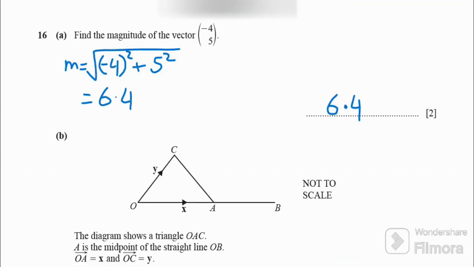Question 16 states find the magnitude of vector (-4, 5). So basically the magnitude of a vector uses the Pythagoras theorem. So you have to use the Pythagoras theorem, which is m is equal to square root of a squared plus b squared. So over here minus 4 squared plus 5 squared will be the square root of 41. So the final answer will be 6.4.